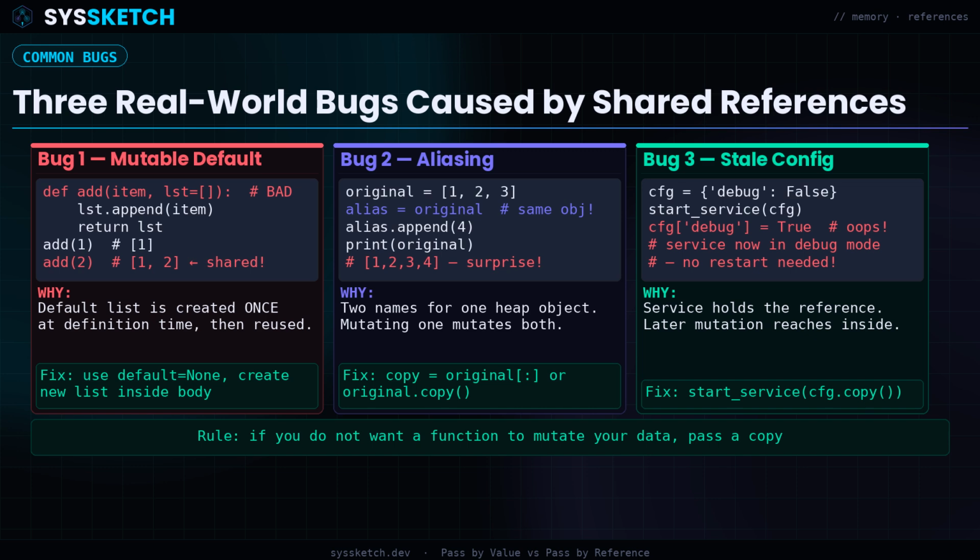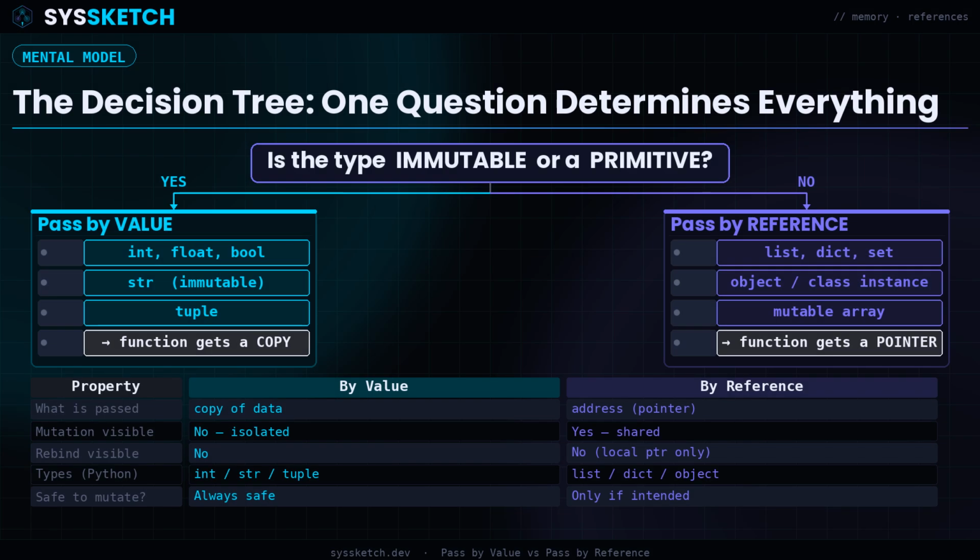The mental model that ties everything together is a single question: is the type immutable or a primitive? If yes, treat it as pass by value. The function gets a copy. Your original is safe. Integers, floats, booleans, strings, and tuples all fall here. If no, treat it as pass by reference. The function gets a pointer to the same object. Mutations will be visible to the caller. Lists, dicts, sets, and any object instance fall here.